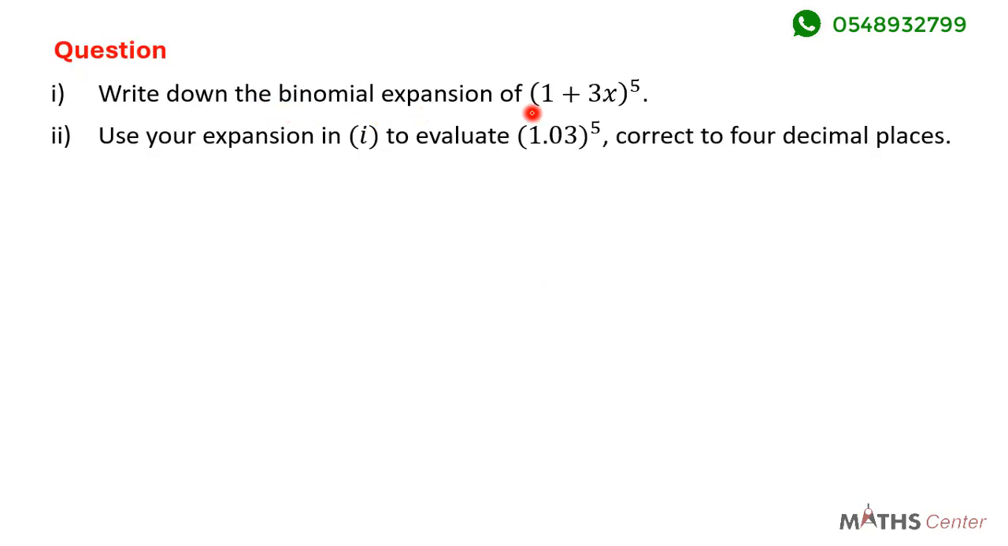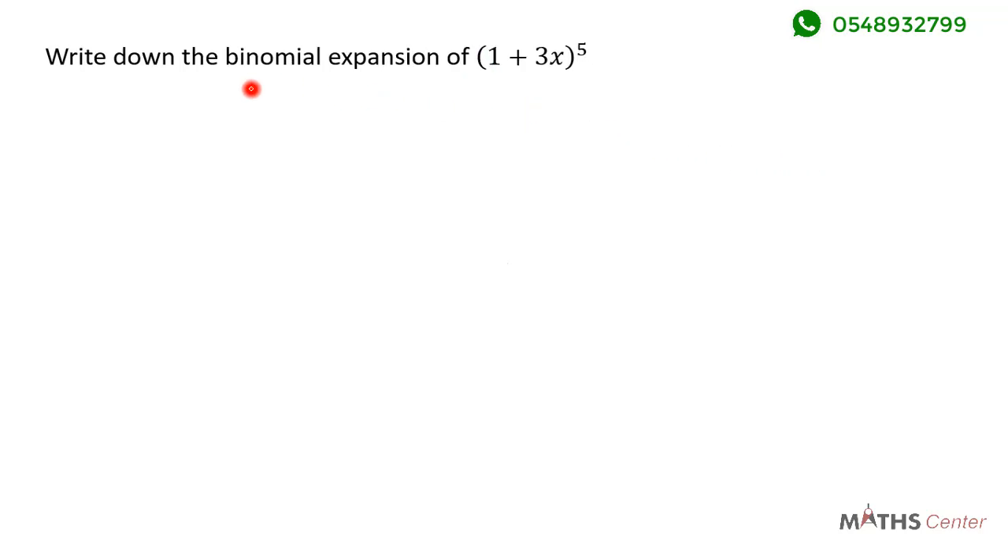Write down the binomial expansion of 1 plus 3x exponent 5. Use your expansion in I to evaluate 1.03 exponent 5, correct to 4 decimal places. Let's look at the first part of the question. We are going to write down the binomial expansion of 1 plus 3x exponent 5.